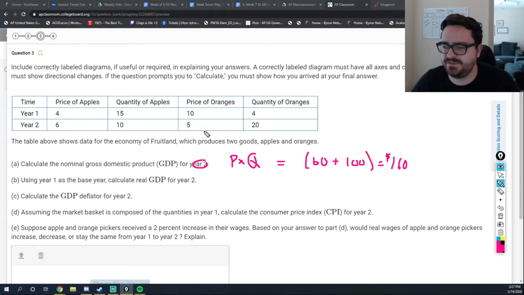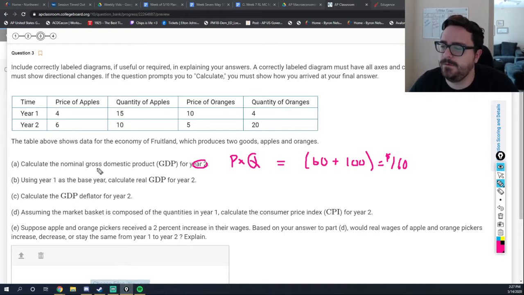Now again, I did price times quantity for each of the goods because it doesn't really make sense to do 6 plus 5 times 10 plus 20. That seems kind of off. I wouldn't do that. You do it for each good individually: price times quantity of this good, price times quantity of this good, then you total it up. It's gross domestic product. If you don't know what gross means, gross is always a total. It's a total dollar value of all the goods that are produced in an economy.